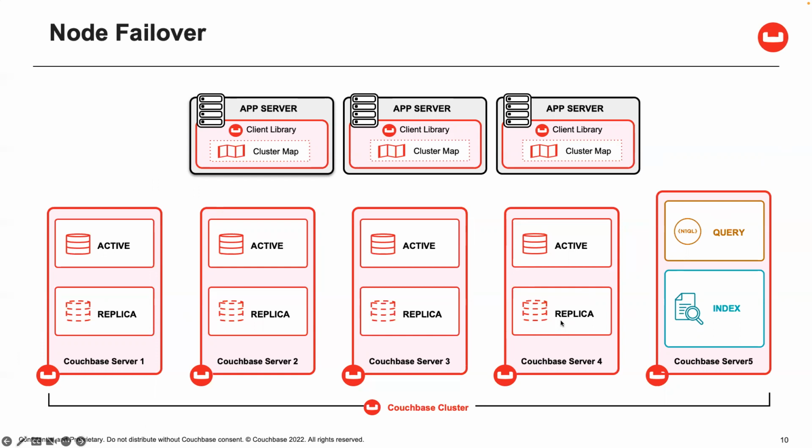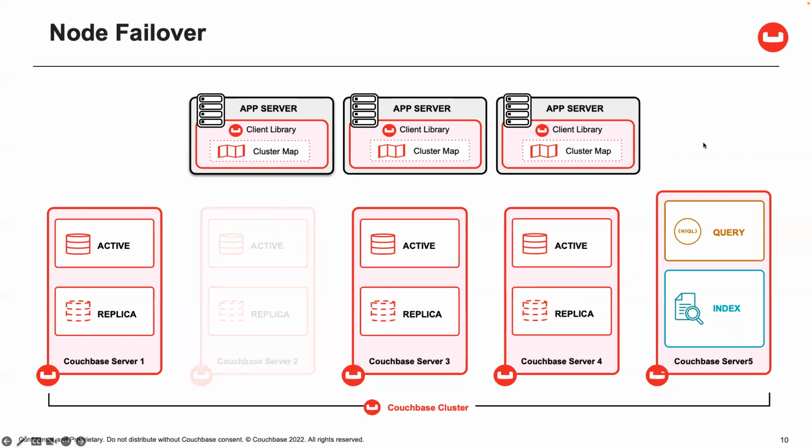Now the replica set is never going to be exactly the same documents as the active set on a single node. So if a node goes down or you have to take a node out for planned maintenance, let's take a look at what happens. First, the cluster map is immediately updated as soon as you fail over that node. Now, there's a couple of different ways to do that, either manual or automatic, and I included a link on how and why you would choose between those.